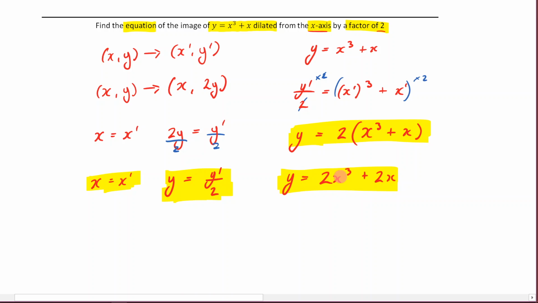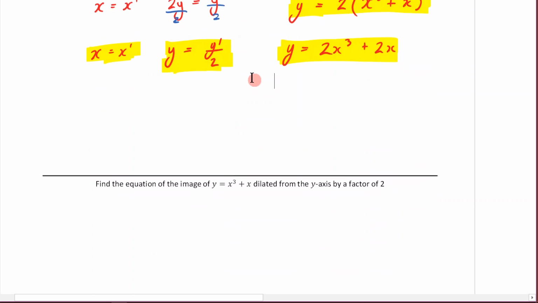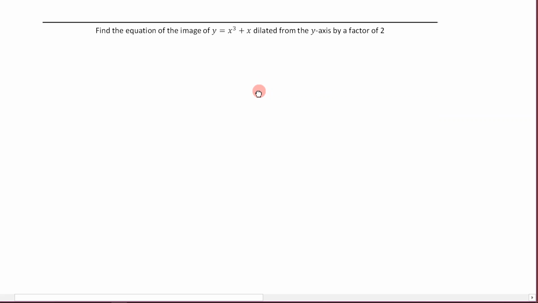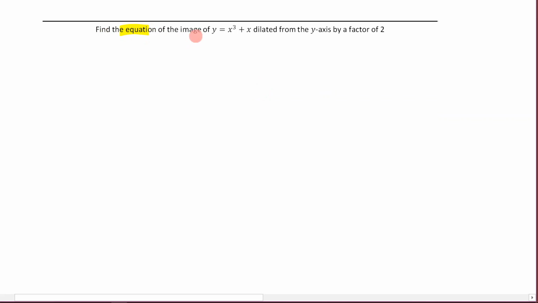All right, let's now go on to our next question, which is very similar to this one. The only difference with this question, let's give it a read, is that it says, find the equation of the image of y equals x cubed plus x. So that's the same equation we had above, dilated from the y-axis. So above was the x, but now we're dilating from the y-axis by a factor of 2. Okay, we go about it the same way. We start with our original point. We're going to x dash y dash.